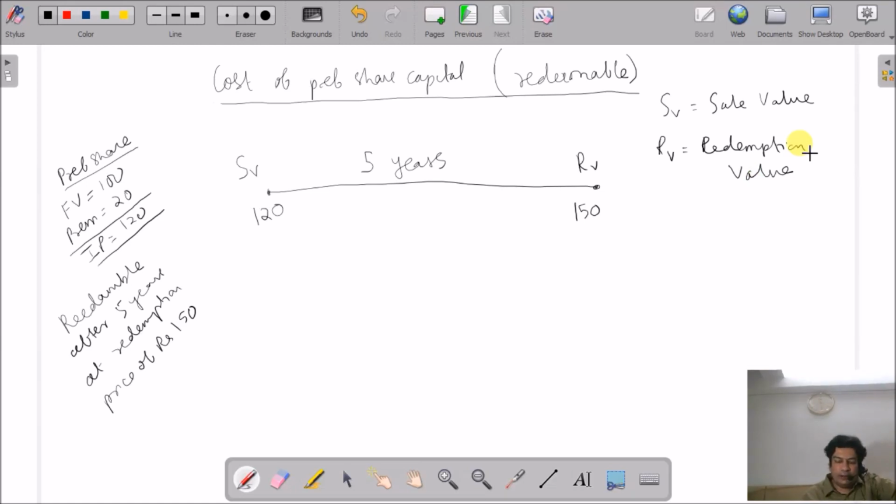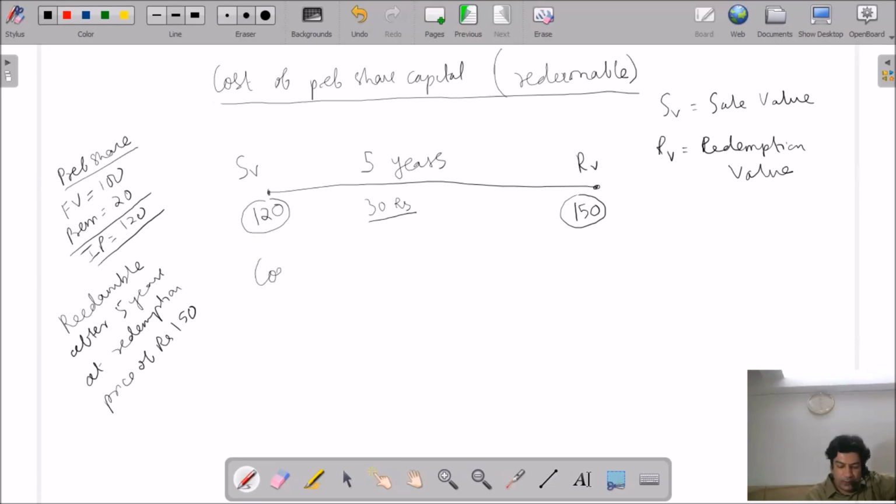Now understand it from company's point of view. Company has collected 120 rupees and the company is going to pay 150 rupees. It means the company is going to pay 30 rupees extra. This 30 rupees is the cost for the company, but this cost is for 5 years. So we want the cost for 1 year. So this is one type of cost which the company is going to incur. Then the company has to pay preference dividend. So that is another cost which the company has to incur.